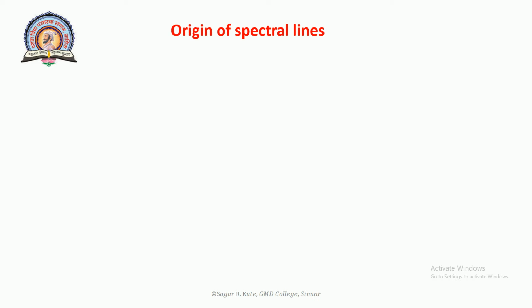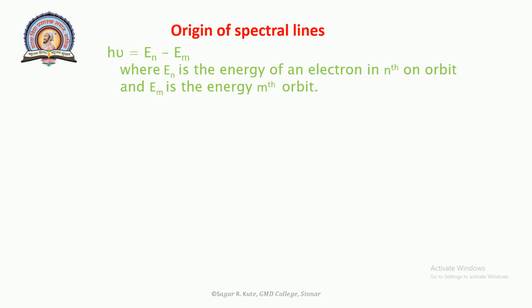According to the third postulate, when there is transition of electron from higher energy orbit to the lower energy orbit, the photon of energy h mu is emitted. Let us consider the transition of electron from higher energy nth orbit to lower energy mth orbit. Then the energy quantum emitted is given by h mu is equal to En minus Em, where En is energy of electron in nth orbit and Em is energy of electron in mth orbit.